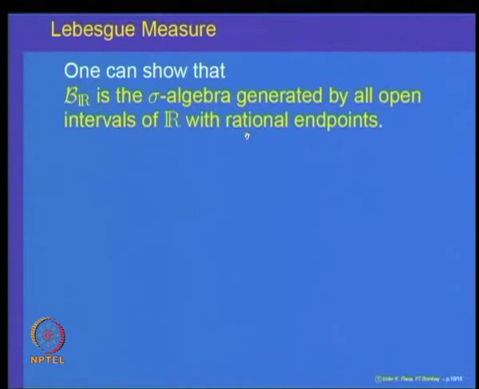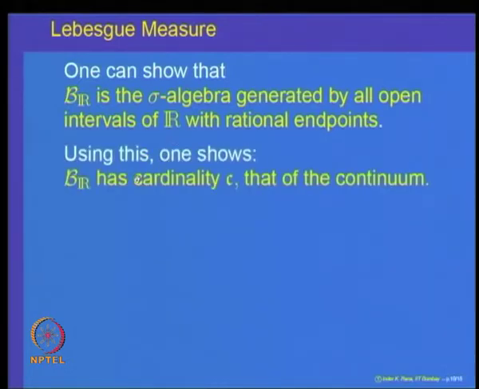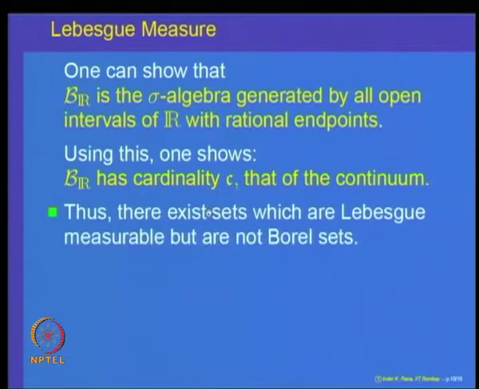So this is a countable family, open intervals with rational endpoints. You take a countable family of intervals and generate the sigma algebra, and that is the Borel sigma algebra. One can show that the cardinality of this process of generating is exactly equal to C. Using this construction, one shows that the cardinality of the sigma algebra of Borel sets is the same as that of C, the continuum, that of the real line, whereas the cardinality of the Lebesgue measurable sets was 2 to the power C. So, looking at the cardinality, there exist sets which are Lebesgue measurable but which are not Borel sets. But actual construction of these sets is not very easy.